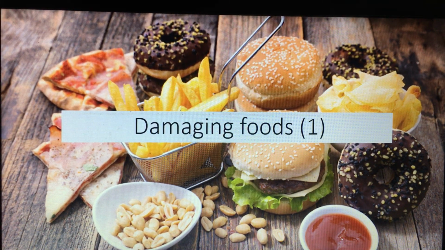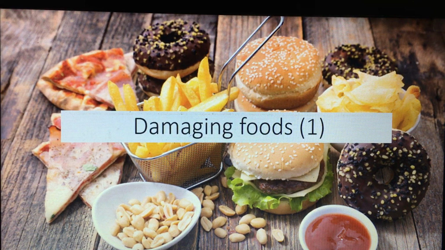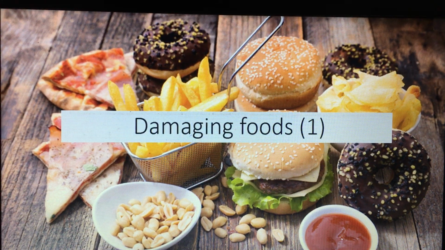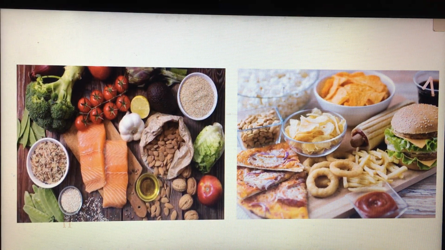Razan. Today we are going to talk about damaging foods. You know that some food can harm our bodies. So, to protect them, we have to eat foods that are good for us. So, if you look at these pictures, you will find that we have healthy and unhealthy foods. So, can you tell me which picture shows healthy food?